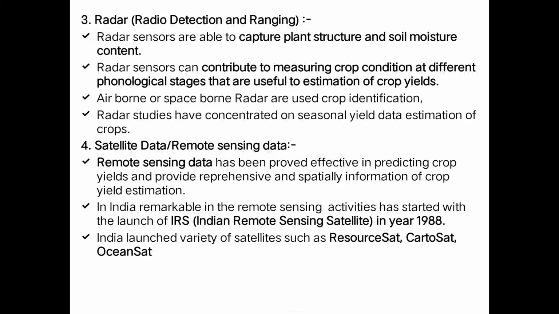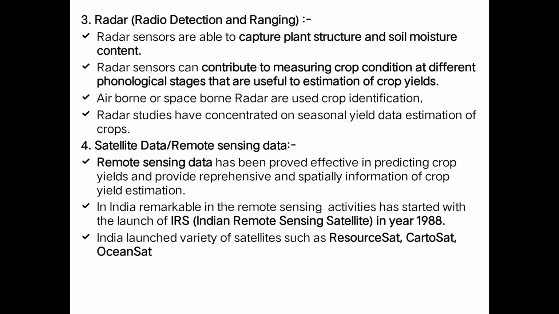Then the third approach, that is the radar, that means the radio detection and the ranging. The radar sensors are able to capture the plant structure and the soil moisture content. The radar sensors can contribute to measuring the crop condition at different phenological stages that are useful to estimation of the crop yields. Then there are some airborne or the spaceborne radars are used for the crop identification. Then radar studies have concentrated on the seasonal yield data estimation of the crops.